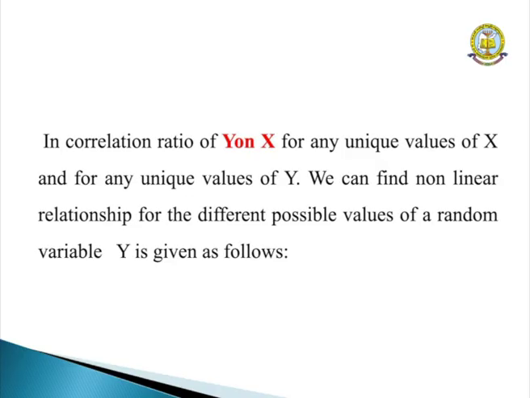In this case, for the non-linear relationship, we can find the unique values of the two random variables. In the correlation ratio of y on x, for any unique value of x, we can find the non-linear relationship for the different possible values of the random variable y, given as follows.